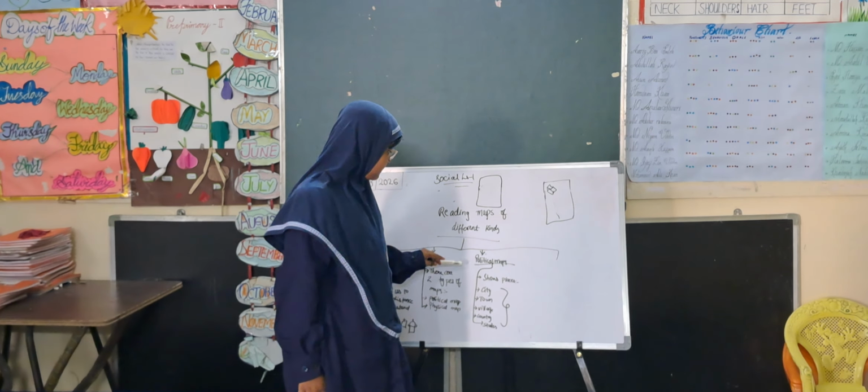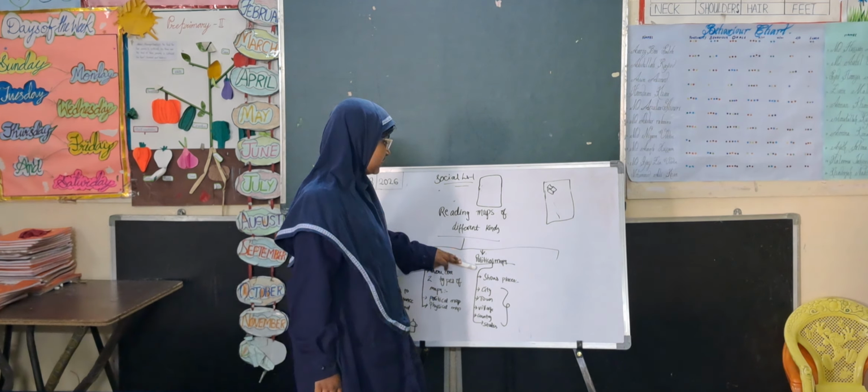These are not exactly visible on physical maps. In political maps, they show us places. What are the cities? What are the towns? What are the villages? What are the countries? What are the states? Now we will learn about physical maps.